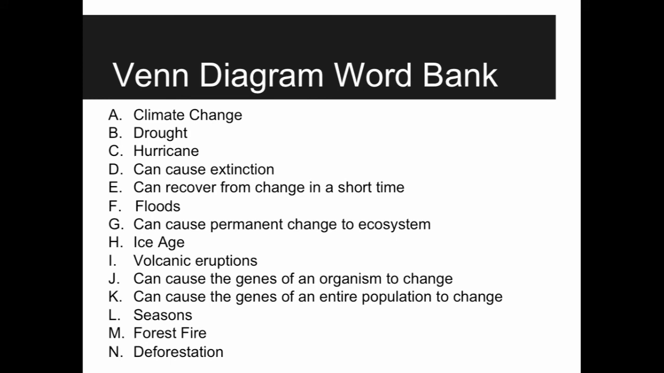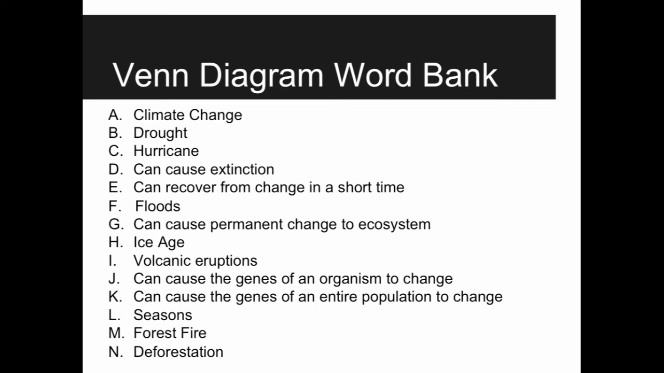So I want you to look at these. And again, you only have to write the letter. You're not going to have to write the entire description. But I want you to place whether they belong in short term, long term, or both. So A is climate change. B, drought. C, hurricane. D, can cause extinction. E, can recover from a change in a short time. That's kind of a dead giveaway. F, floods. G, can cause permanent change to an ecosystem.